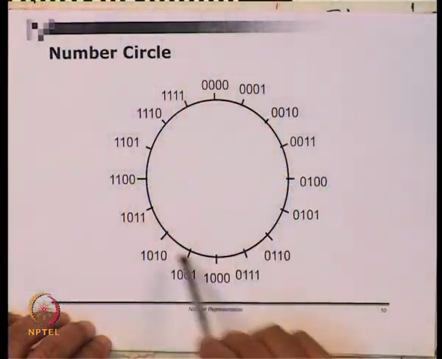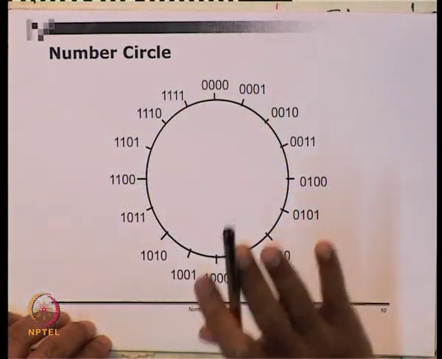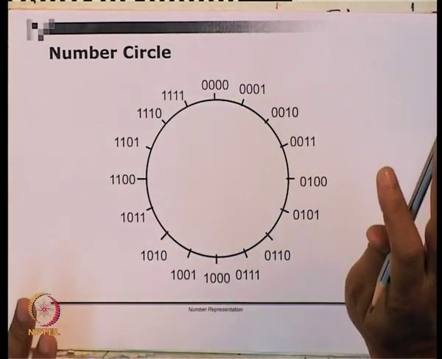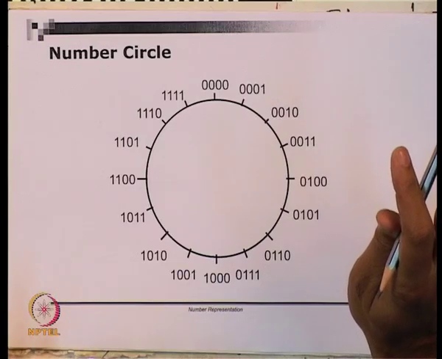Hello, welcome back. In this module we are going to look at addition and subtraction in 1's complement and 2's complement form. Before we go into the actual mechanics of 1's complement and 2's complement, I want you to go back and look at this number circle. Let us assume that these numbers, as before, are 4-bit values, and let me assume that we are looking at the unsigned interpretation of those.